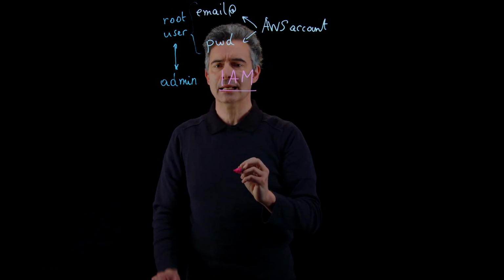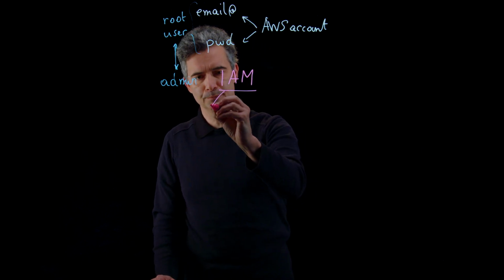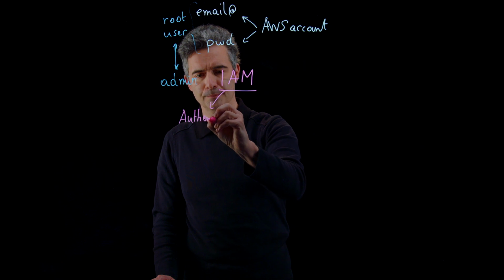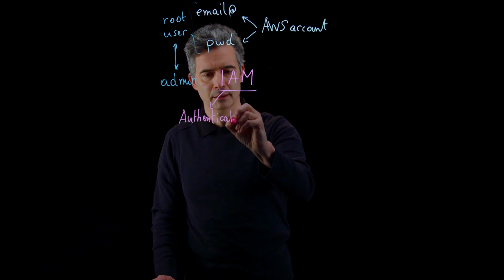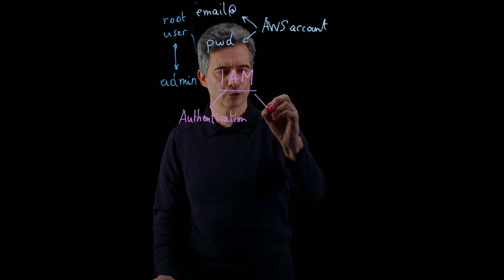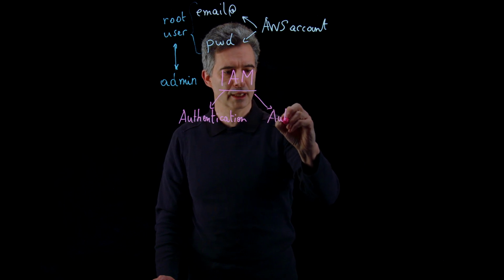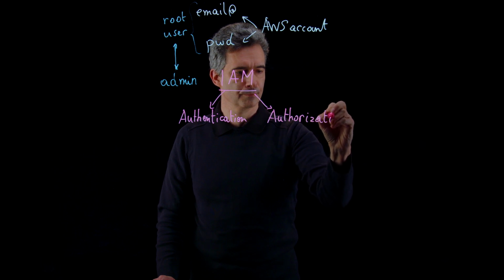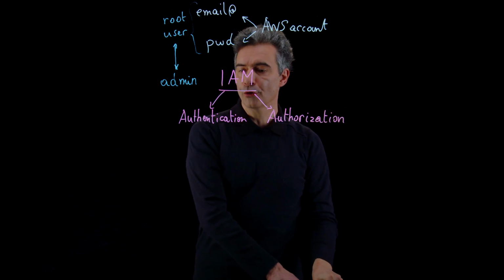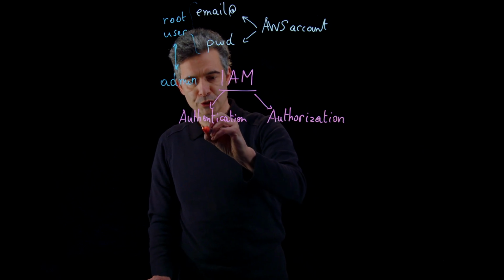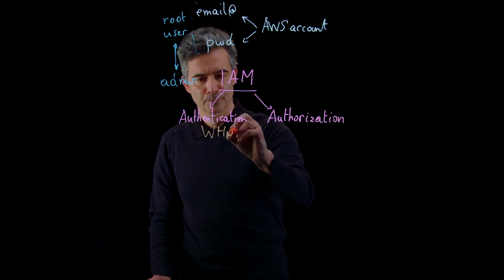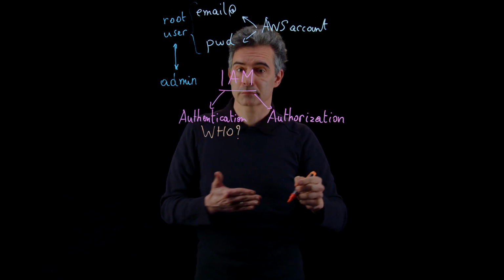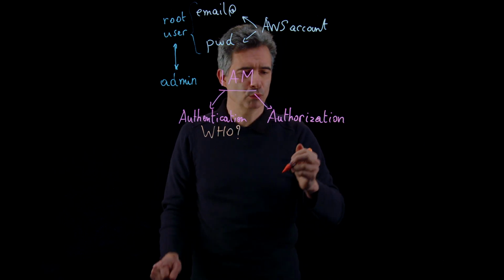IAM actually does two things. First of all, it is used for authentication. And second of all, it is used for authorization. Authentication is all about the question, who? Who are you, and are you who you claim you are? So username, password is typically what we think about.